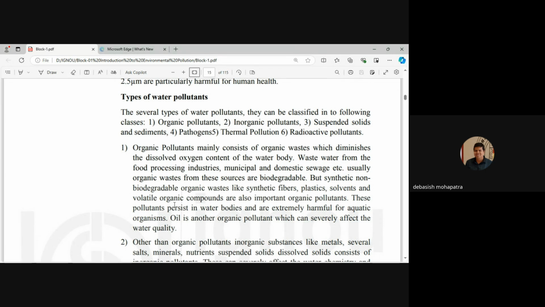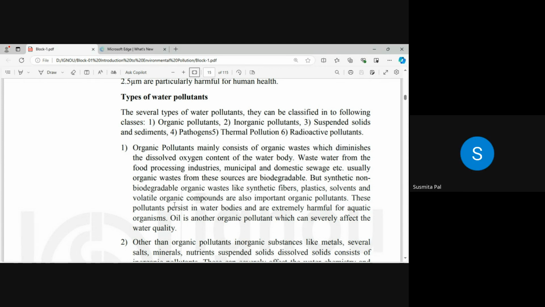Okay. So wastewater from the food processing industries, municipal and domestic sewage, etc. Usually organic waste from these sources is biodegradable, but synthetic, non-biodegradable organic waste like synthetic fibers, plastics, solvents, and volatile organic compounds are all important organic pollutants. These pollutants persist in water bodies and are extremely harmful for aquatic organisms. Oil is another organic pollutant which can severely affect the water quality. So are you clear what organic pollutants in water are?